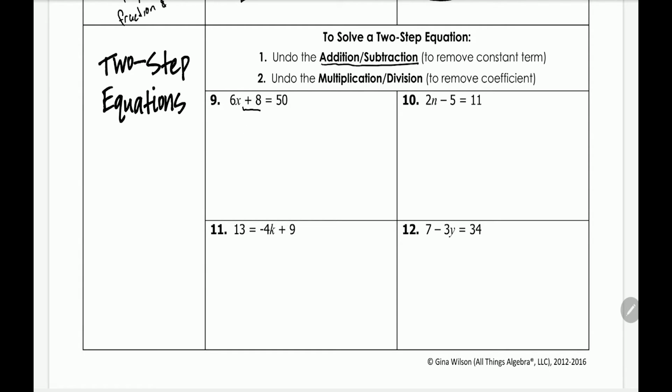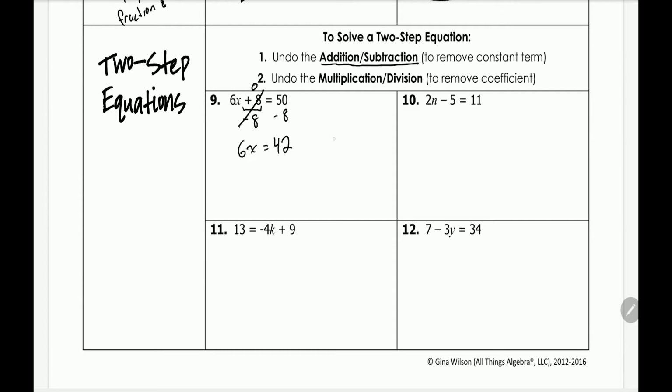So we have to remove this positive 8. The way we do that, since it's plus 8, we have to subtract 8. Alright, this goes to 0. On this side, we have 6x is equal to 50 minus 8 is 42. And now we just have another one-step equation.